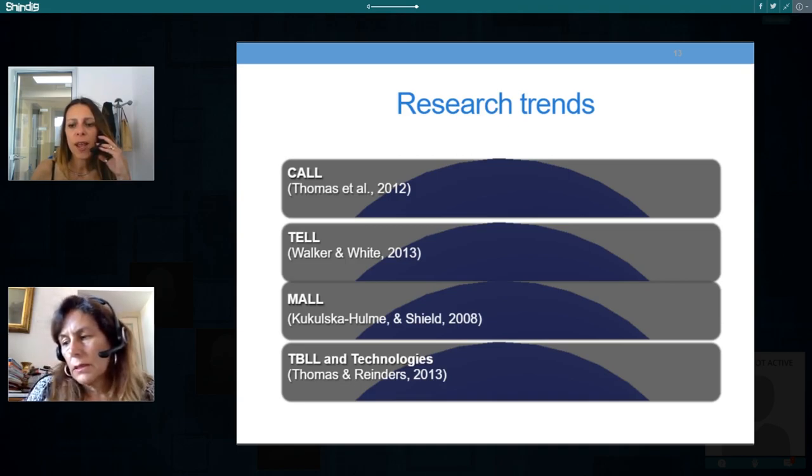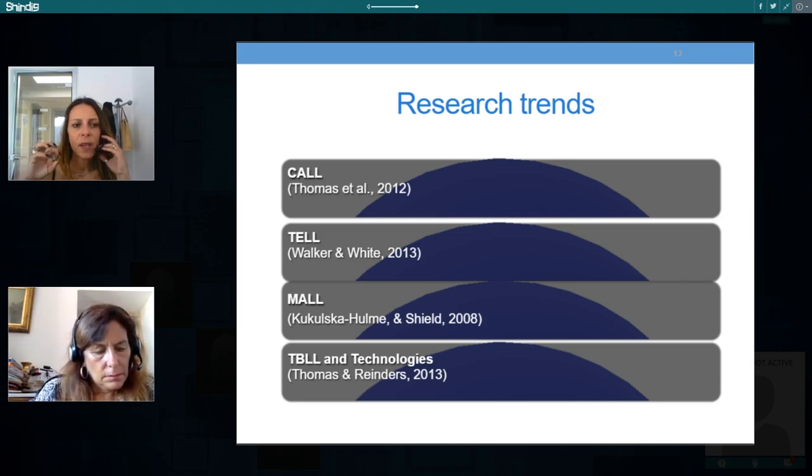This is some research trends. Okay, so CALL, which is computer assisted language learning, TELL, which is technology enhanced language learning, studying the integration of technology into language learning processes, while MALL is the evolution from CALL, from computer assisted language learning to mobile assisted language learning, so the use of smartphones and mobile devices for language learning. And TBLLT, task-based language learning and technologies, which is a task-based approach for language learning with the add-on of technology. So these are just some of the main research trends in education working in the field of language learning and CLIL with the use of learning technologies.